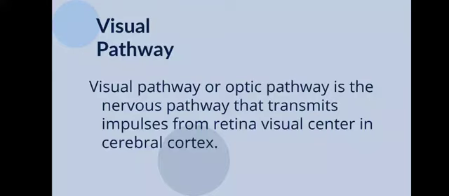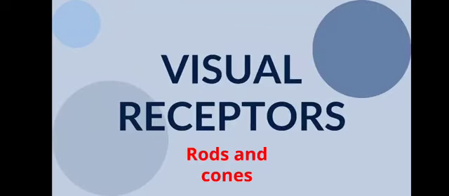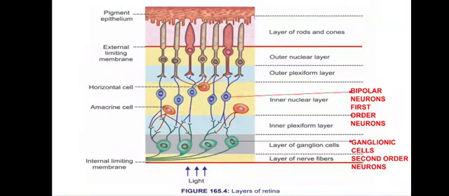Now let us discuss the visual pathway. It is the most important topic in the sensation of vision. The visual pathway or optic pathway is a nervous pathway that transmits impulses from the retina to the visual center in the cerebral cortex. The visual receptors, as we all know, are rods and cones. These are the 10 layers of retina. We have discussed this before.